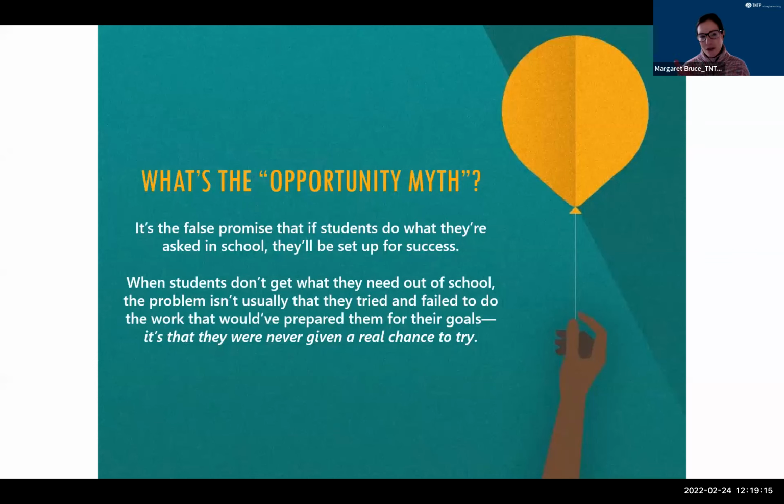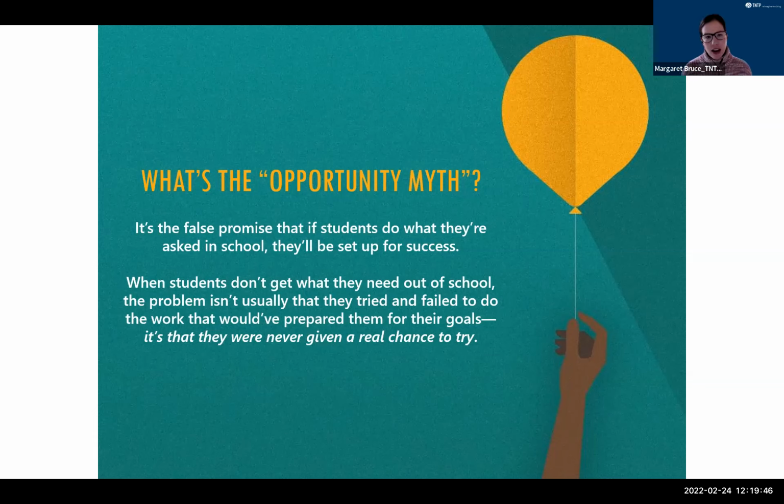Katie, I would love for you to please read the text in white for us. So what's the Opportunity Myth? Sure. It's the false promise that if students do what they're asked in school, they'll be set up for success. When students don't get what they need out of school, the problem isn't usually that they tried and failed to do the work that would have prepared them for their goals. It's that they were never given a real chance to try. Thank you so much, Katie. I can always count on you.